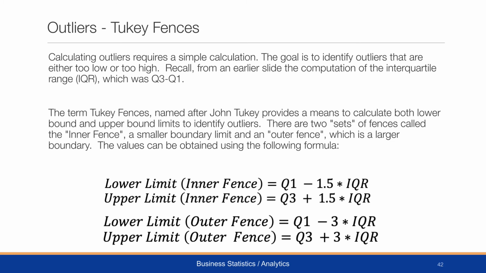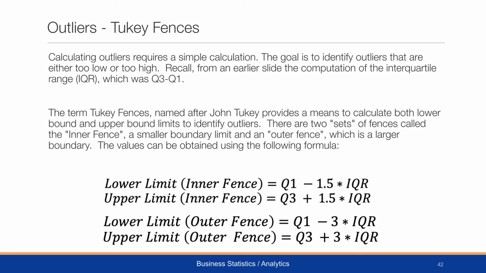Now, when we calculate outliers, the goal is to identify those outliers that are either too low or too high. When we had done our computations on interquartile range, which was Q3 minus Q1, this will be used as a concept to identify outliers beyond what we call an inner fence or an outer fence. These are what are known as Tukey fences, named after John Tukey, which provides a means to calculate both the lower and upper bound limits for outliers. So the inner fences are more conservative, the outer fences are a little bit further, and so we would definitely say things beyond the outer fence are most likely really outliers. Beyond the inner could be outliers, but need a little bit more examination.